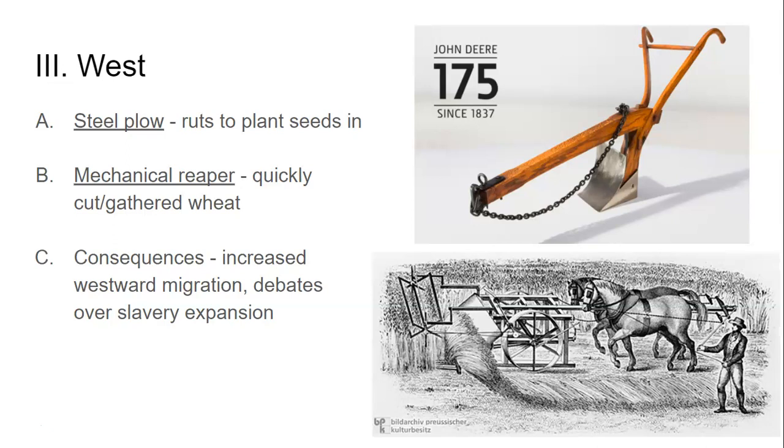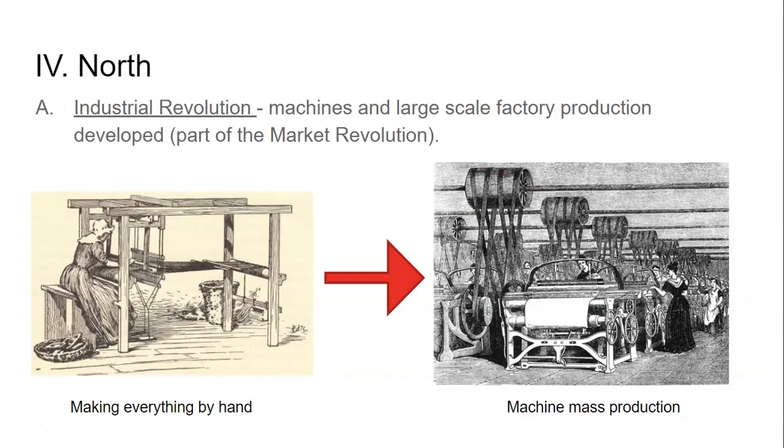Okay, so we talked about the South and the West. Let's talk about the North. So the North is really focusing on the Industrial Revolution. This is something that's happening worldwide, or I don't really want to say worldwide because it's not everywhere, but it's in Europe, and it's also happening in the Americas.